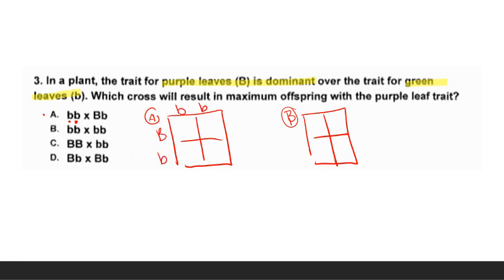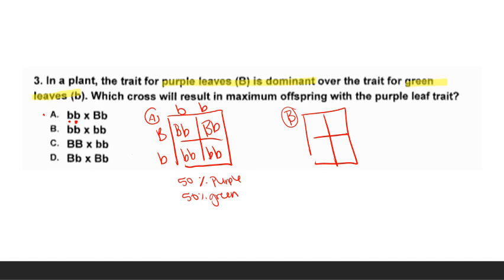And remember that when we're using Punnett squares, we bring one allele down and one allele over, one down and one over, one down and one over. So over here, this is a 50% chance of having purple and a 50% chance of having green.